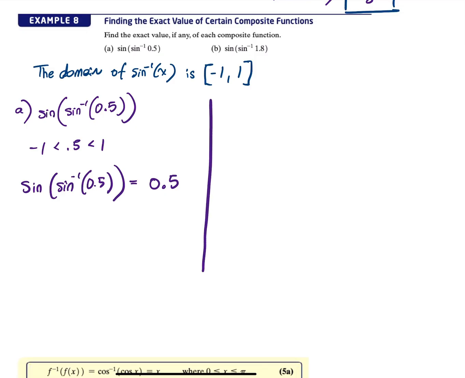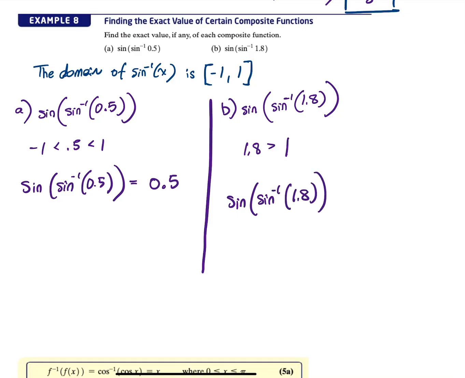In part B, we have something that's outside of that domain. We have the sine of the inverse sine of 1.8. So 1.8 is definitely bigger than 1. It's outside of the domain of the inverse sine. So this statement will just be undefined. We won't be able to get a defined value out of that inner function. So I'll just have to say the sine of the inverse sine of 1.8 is undefined.